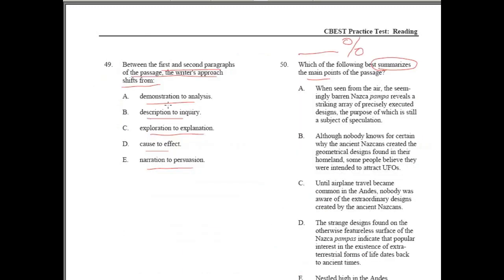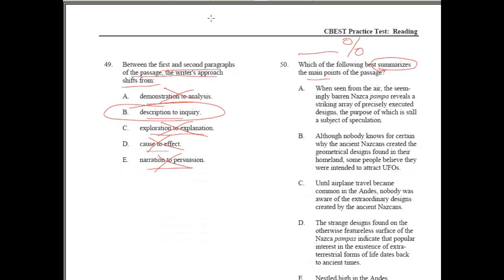Therefore, as we look through these: demonstration to analysis, no. Description to inquiry, I think so. Exploration to explanation, no explanation was given. Cause and effect, no effect was given. No one is persuading you to believe anything, therefore E is out.